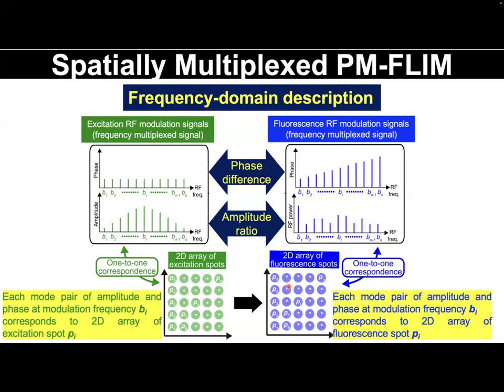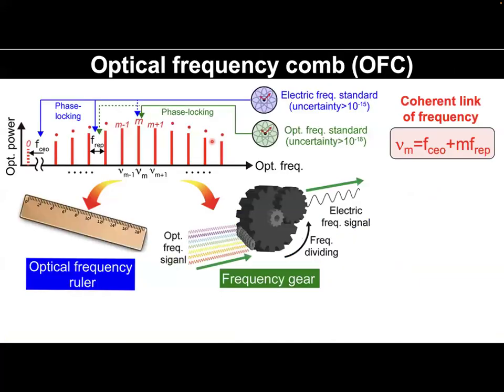Therefore, we can reconstruct the image from these frequency multiplexed signals. The amplitude ratio and phase delay between the excitation light and the fluorescence at each modulation frequency Bi give the fluorescence intensity image and the lifetime image at each spot Pi. To achieve this spatially multiplexed FLIM, we focus on the optical frequency comb, or OFC.